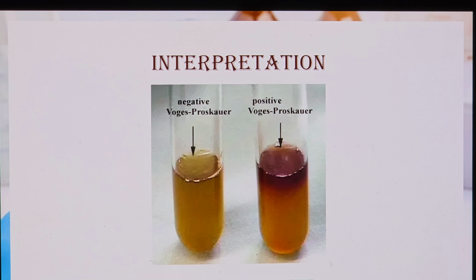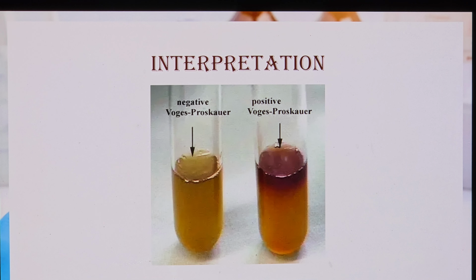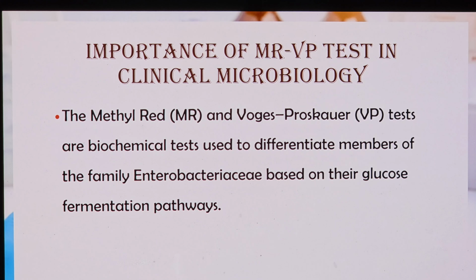So what is the interpretation? Look at the right side picture where a red color complex is formed at the surface of the medium, which gives a positive VP test. What is the importance of MRVP test in clinical microbiology laboratory? The Methyl Red and VP tests are biochemical tests used to differentiate members of the family Enterobacteriaceae based on their glucose fermentation pathway.